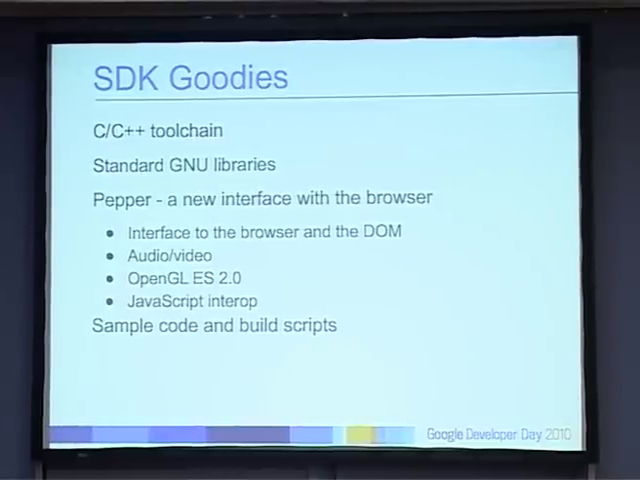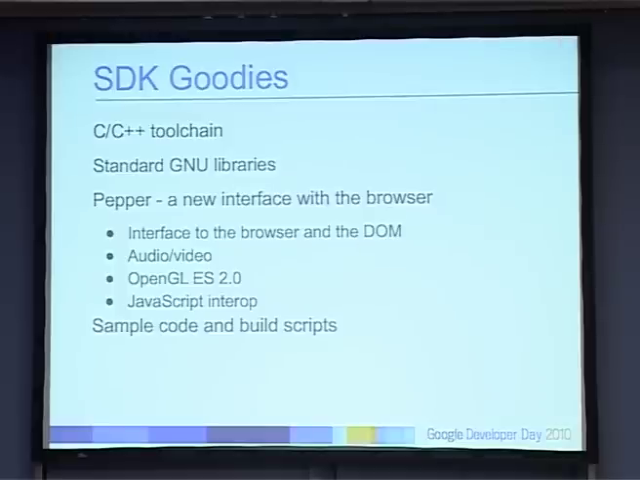Otherwise, the front end to GCC is exactly the same. We have all the standard GNU libraries, libc, libc++, et cetera, libm. Pepper is our, again, bad pun on salt, but it's the interface that you use to talk to the browser. So Pepper provides a way to script the DOM right from C++. The calls that you make look a lot like JavaScript. It's just slightly different language, but you can do all the same kinds of things. It provides an audio and 2D video interface. Again, all platform independent, so you write it once and it runs everywhere.